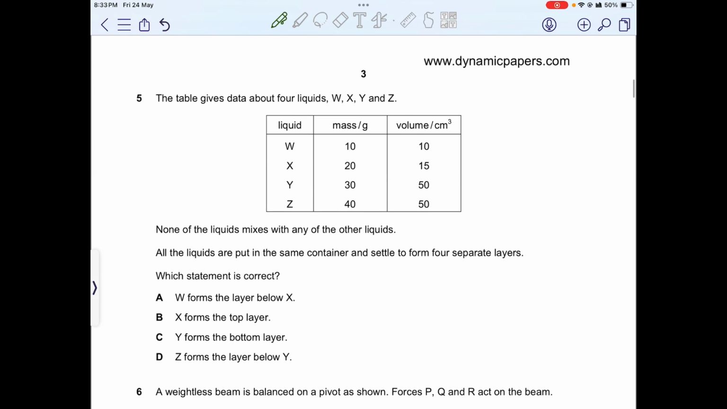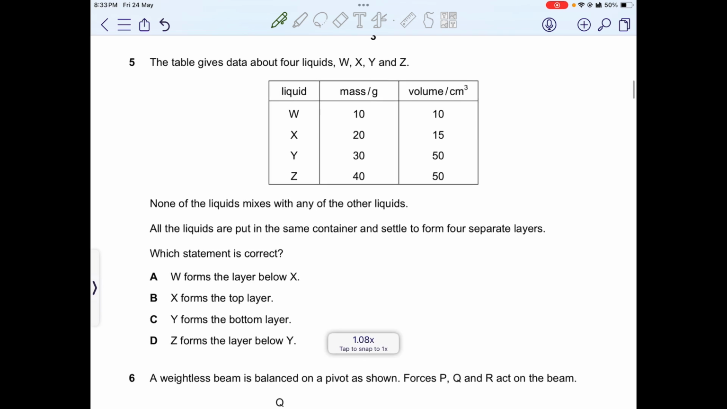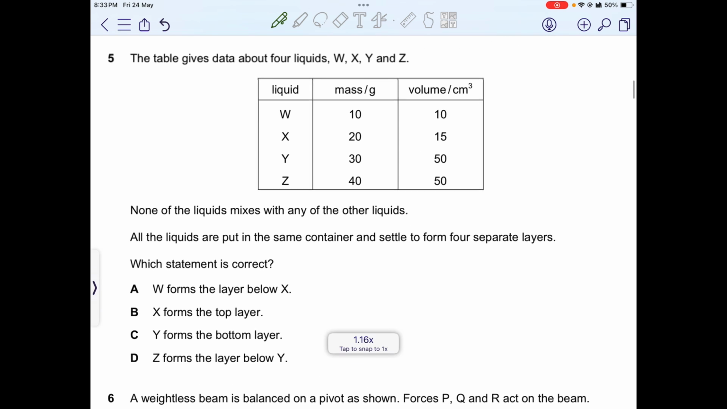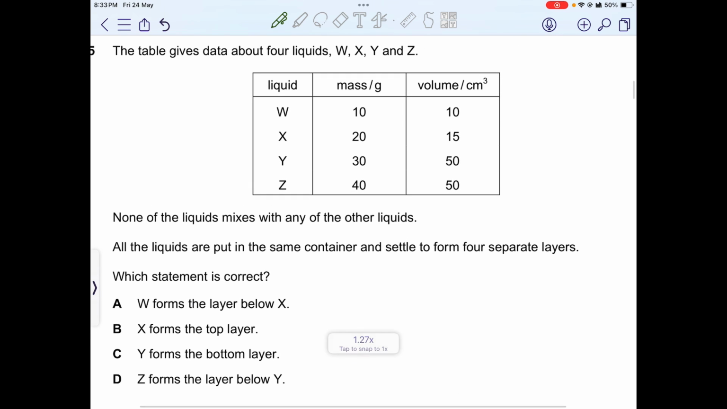The table gives data about 4 liquids: W, X, Y, and Z. None of these liquids mix with each other. If all of these liquids are put in the same container and they settle to form 4 separate layers, which statement is correct? They're probably asking us how they would be arranged given their different densities. So to find this, you have to calculate the density of all of them.